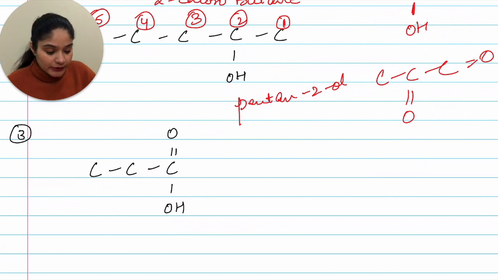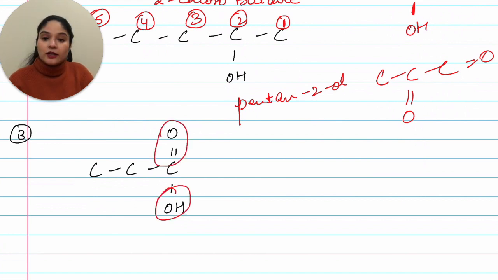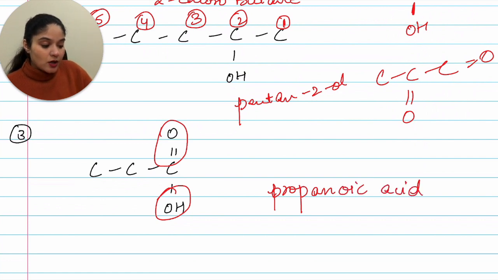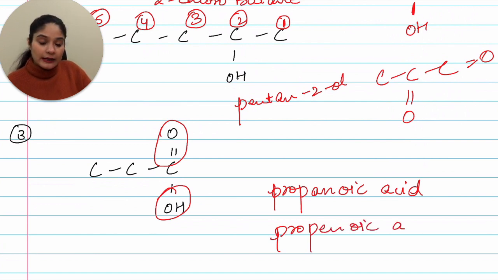COOH. Now, C double bond O, single bond OH. You see, this is at the corner carbon. How many carbons do I have? I have 3 carbons. So propane, because all single bonds, oic acid, propanoic acid. If you had a double bond in the chain, that would become propenoic acid.